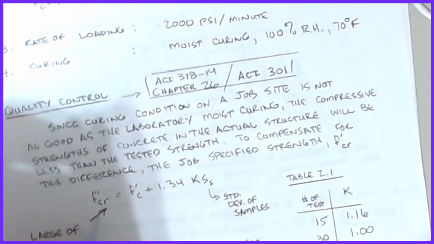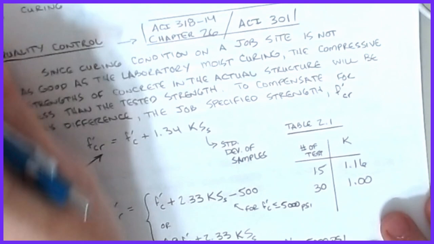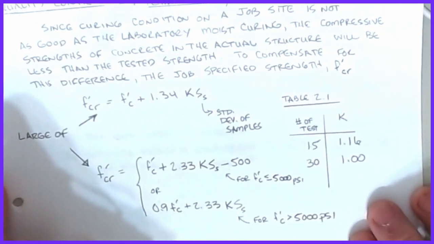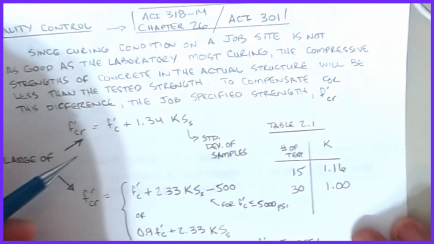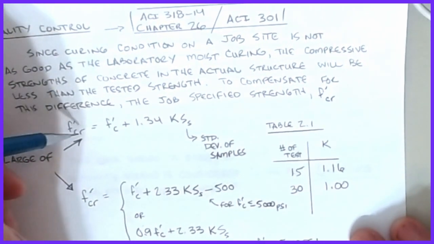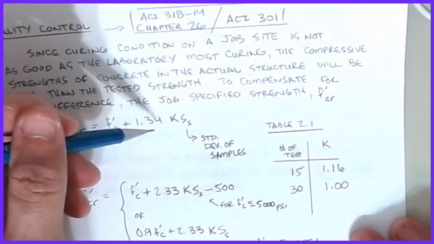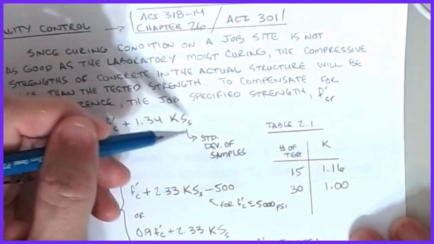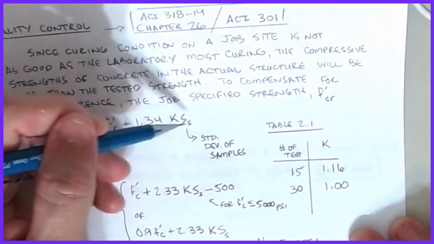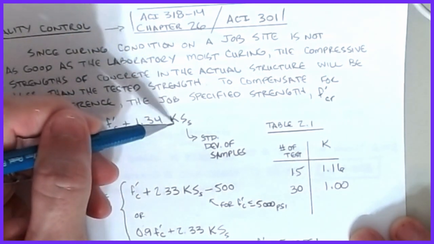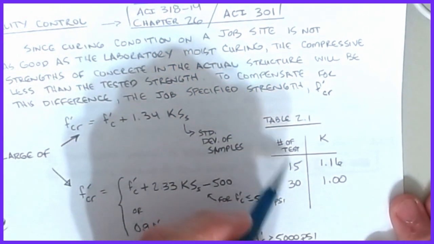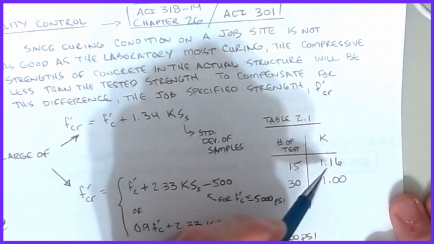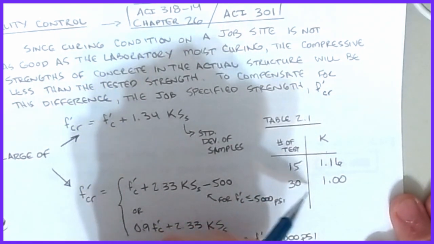We can do some calculations to correlate what a lab tested cylinder is to what is actually in the structure. The formula is f'cr equals f'c plus 1.34 k times the standard deviation of all of the samples you're taking. This k factor is a coefficient based on the number of tests you're performing. If I do 15 tests, then k is taken as 1.16. If I take 30, then this is 1.0.